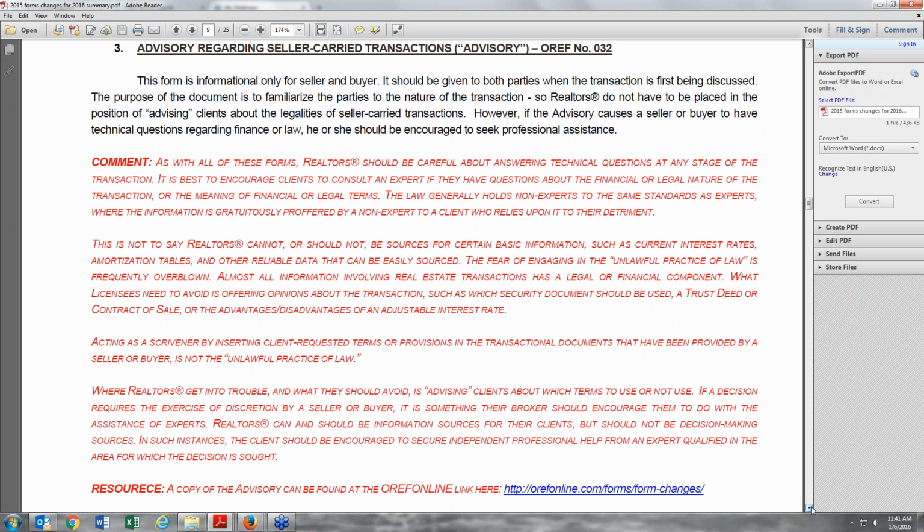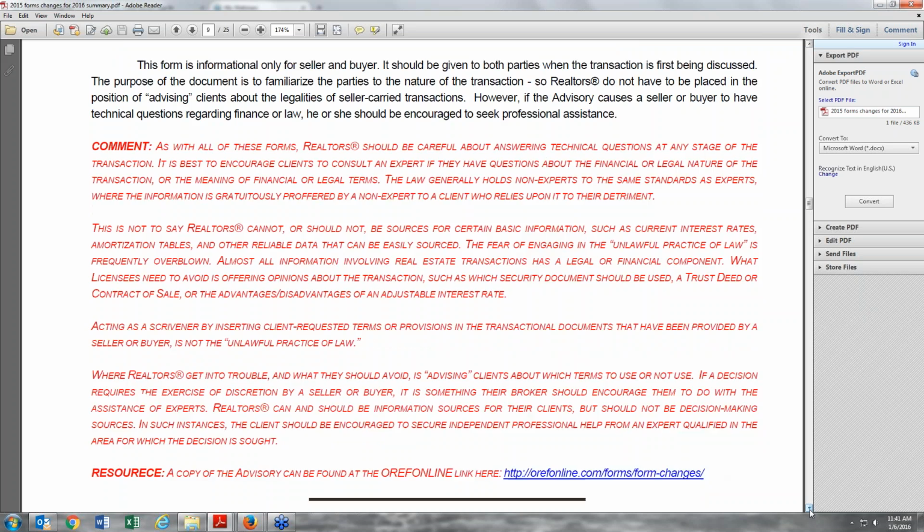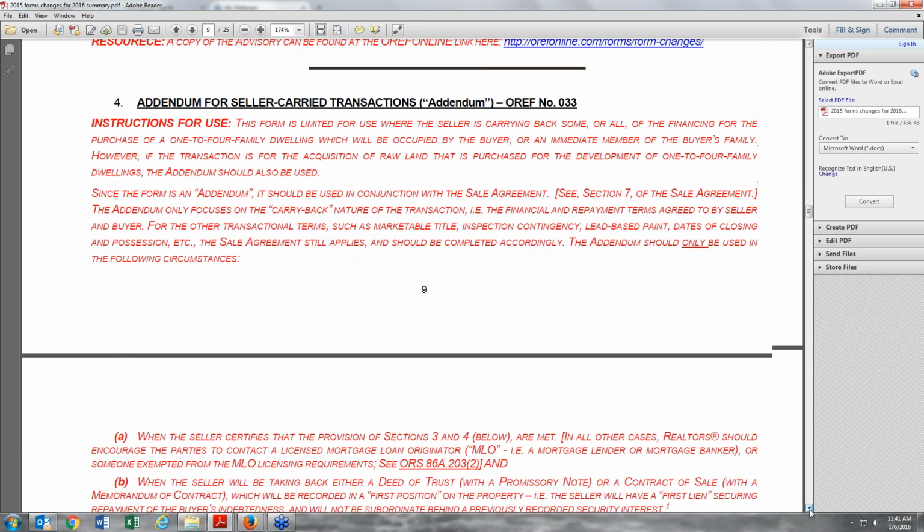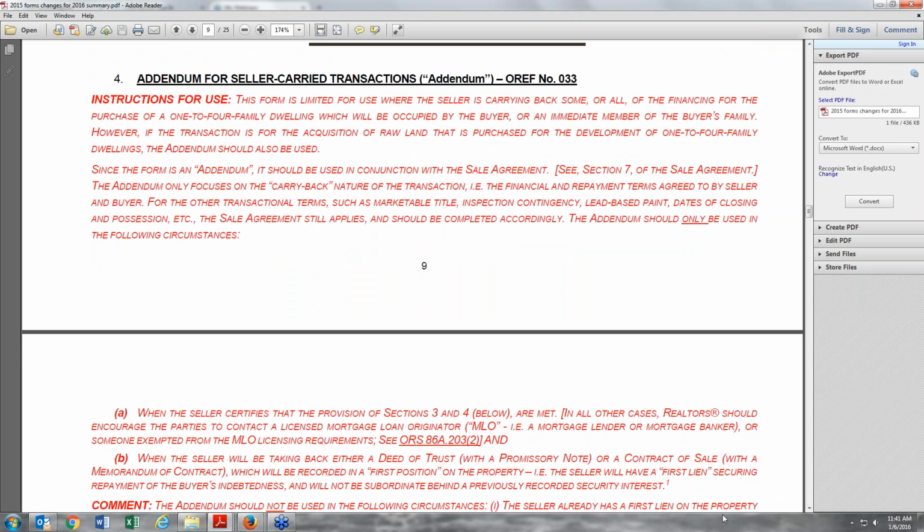The most important of all of these documents, in my opinion, is the addendum to the seller carried transaction. And what it does is it attempts to vet this issue as to whether or not the seller is a mortgage loan originator, i.e. whether or not they do or do not fall into the exemptions under state and federal law. If they fall under the exemptions, then they can safely go ahead and engage in a seller carried transaction without worrying about whether or not they're in violation of the mortgage licensing law.